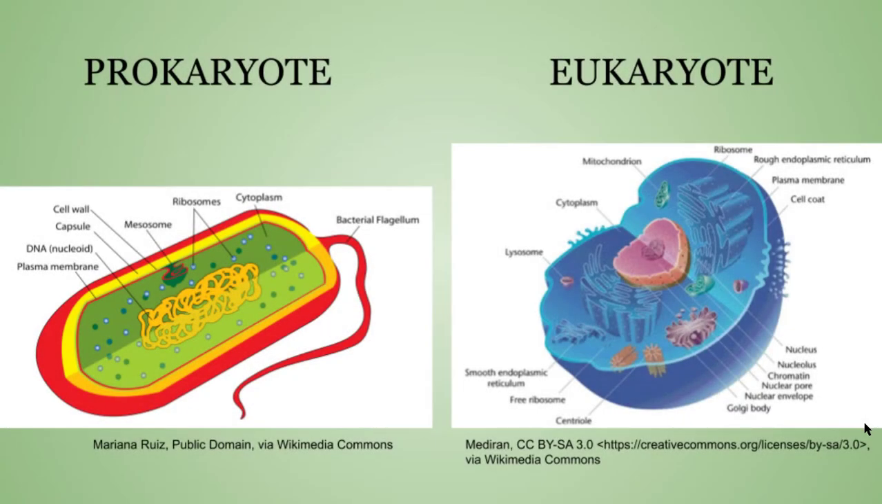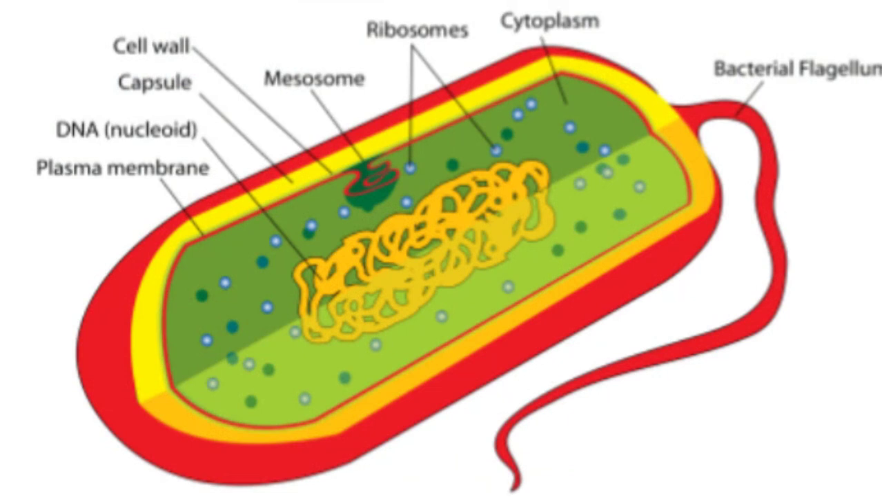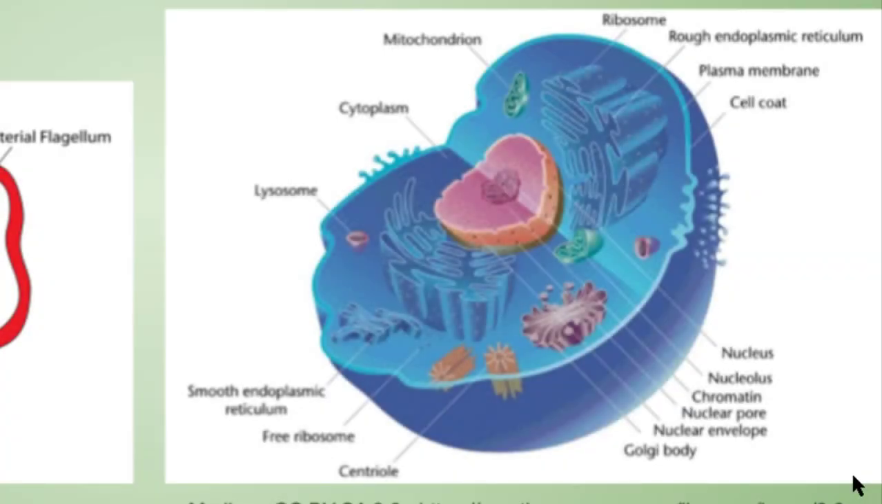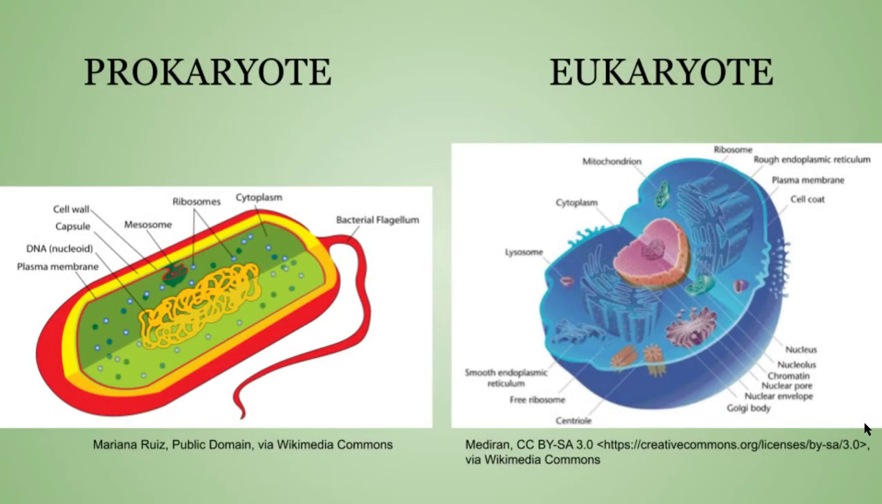Okay, so let's compare the organelles. Wait a minute. Prokaryotes do not seem to have any organelles, not like what we see in the eukaryotic cell. And that is another distinguishing feature. Unlike eukaryotic cells, prokaryotes do not have membrane-bound organelles, which means that most of its activities, such as respiration and protein manufacture, are not compartmentalized.